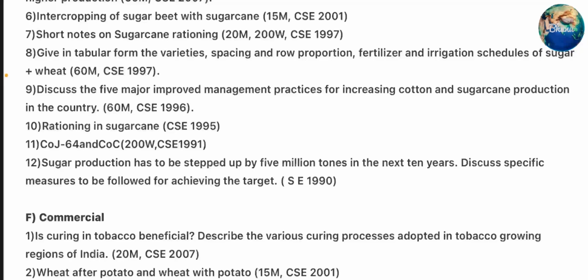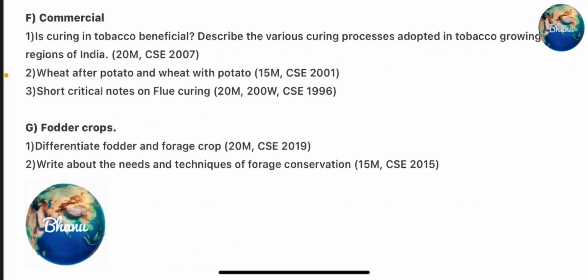Question 12. Sugar production has to be stepped up by 5 million tons in the next 10 years. Discuss specific measures to be followed for achieving the target. F. Commercial. Question 1. Is curing in tobacco beneficial? Describe the various curing processes adopted in tobacco growing regions of India. Question 2. Wheat after potato and wheat with potato. Question 3. Short critical notes on flue curing.